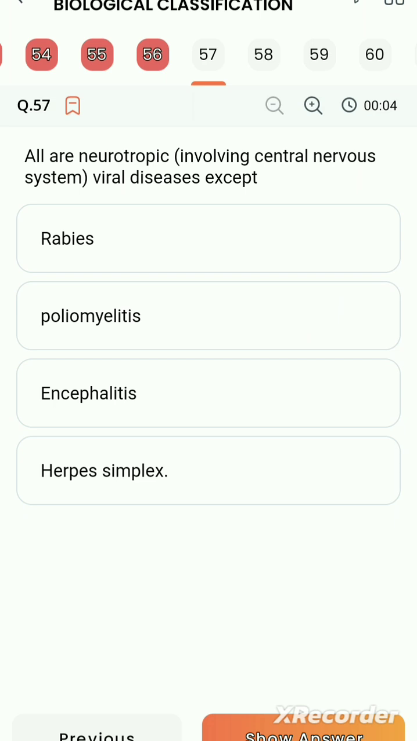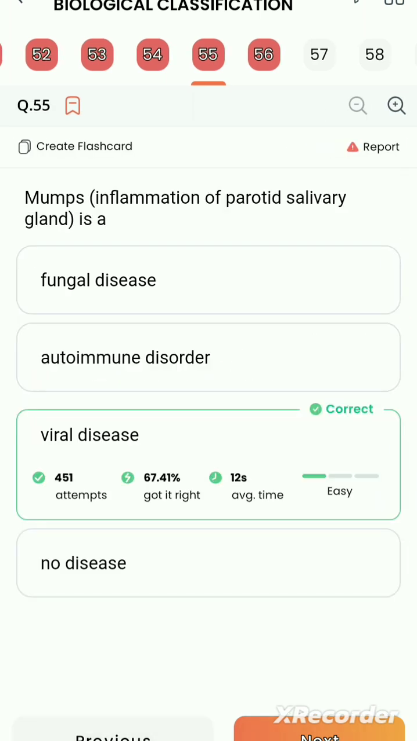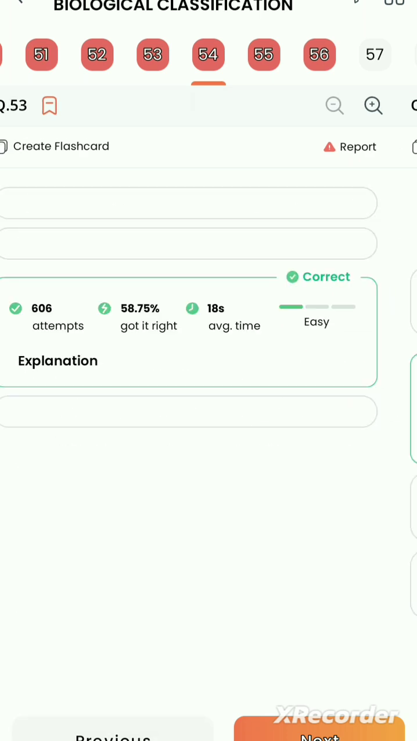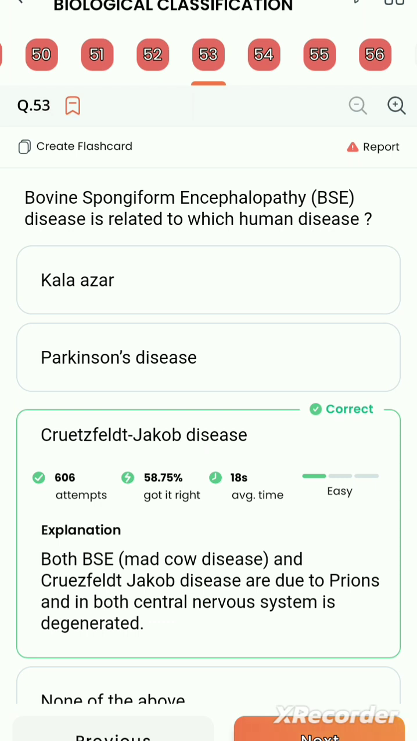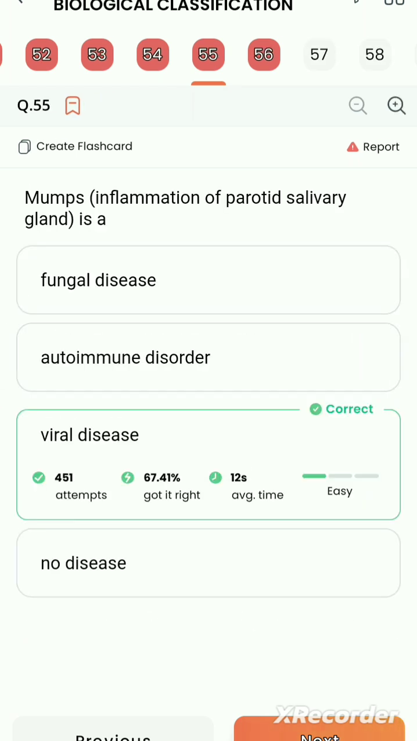The difference between the viroid and the virus, what is that? Just now we have seen in the previous question, which doesn't have the nucleic acid, right? Okay.